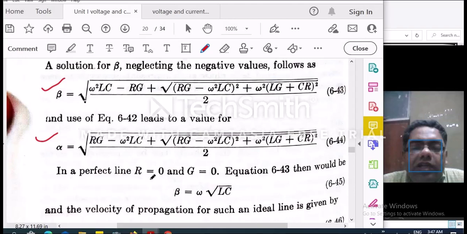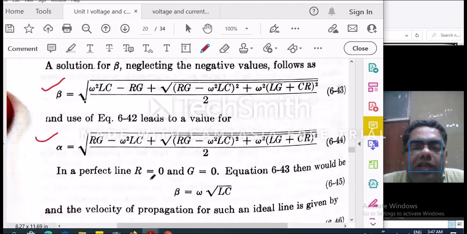Now this inside the square root we have to write in terms of alpha plus j beta. So if we square both sides, alpha plus j beta is equal to this term, and we will get alpha square plus 2j alpha beta minus beta square equal to this. Like this we will get the expression.